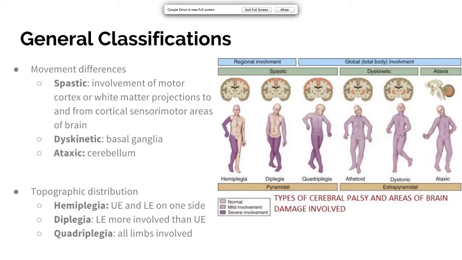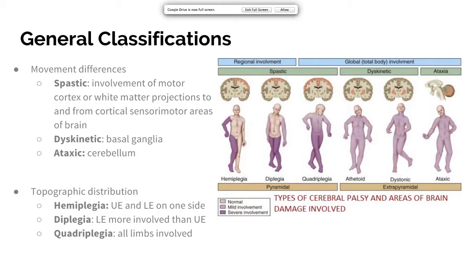Dyskinetic cerebral palsy describes a movement that appears like an uncoordinated dance. It can also be described as writhing movements, and it is a result of damage to an area of the brain called the basal ganglia. The last movement difference is ataxic cerebral palsy. Ataxia describes abnormal, uncoordinated movements and is typically a result of damage to the cerebellum of the brain. You will see the term ataxia again in the stroke unit regarding strokes that occur in the cerebellum of the brain.